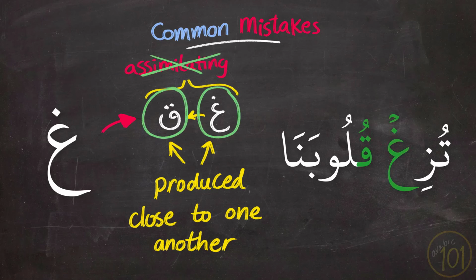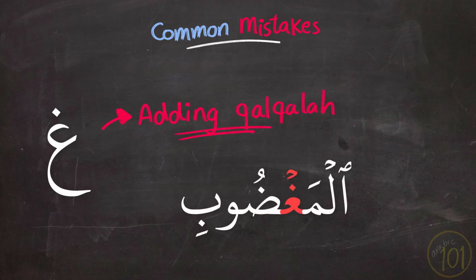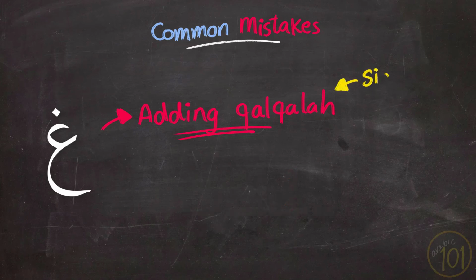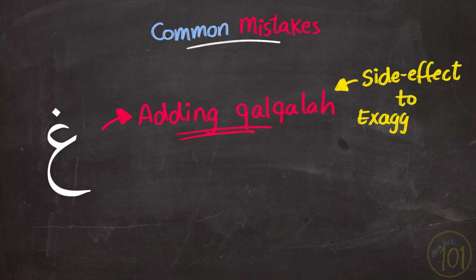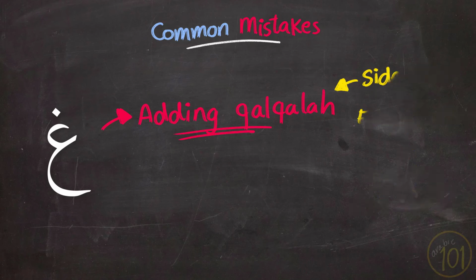تُزِغْ قُلُوبَنَا. The third mistake is adding qalqala to ghain, like that. غَيْرِ الْمَغْضُوبِ عَلَيْهِمْ. This is also a side effect of the first mistake. So pressing too much on the articulator may cause qalqala to happen, to allow the sound to escape. But of course, ghain is not a qalqala letter, so it should not receive any qalqala whatsoever.